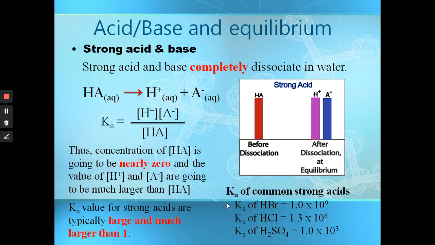So here are some examples of Ka for the common strong acids. Ka for hydrobromic acid, which is one of the strong acids, is about 1 billion. Ka for hydrochloric acid is 1.3 million, and Ka for sulfuric acid is about 1,000.